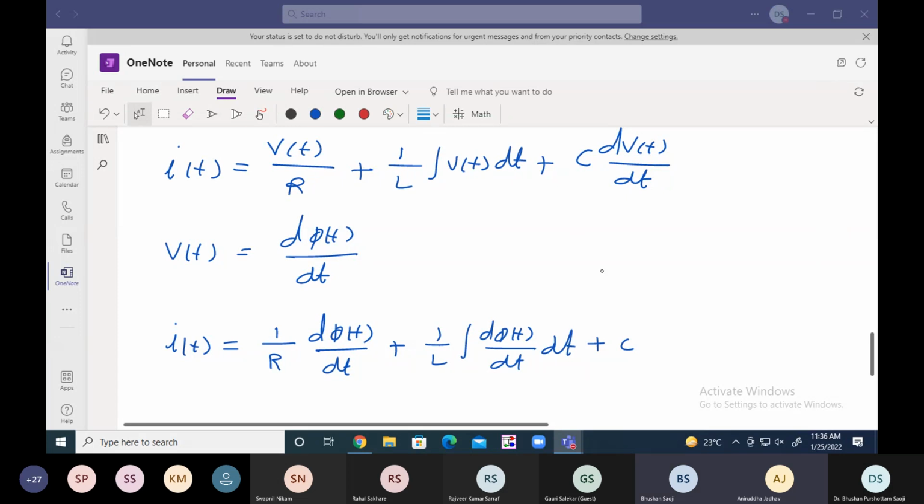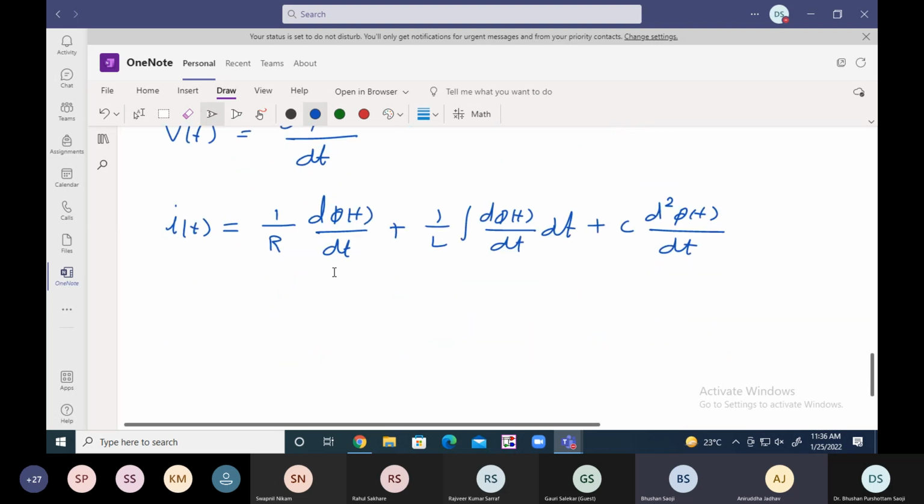Plus C. This is V of t. V of t is equal to d phi t by dt. So this becomes d square phi of t by dt. We will replace V of t by d phi t by dt because voltage is nothing but the rate of change of flux.